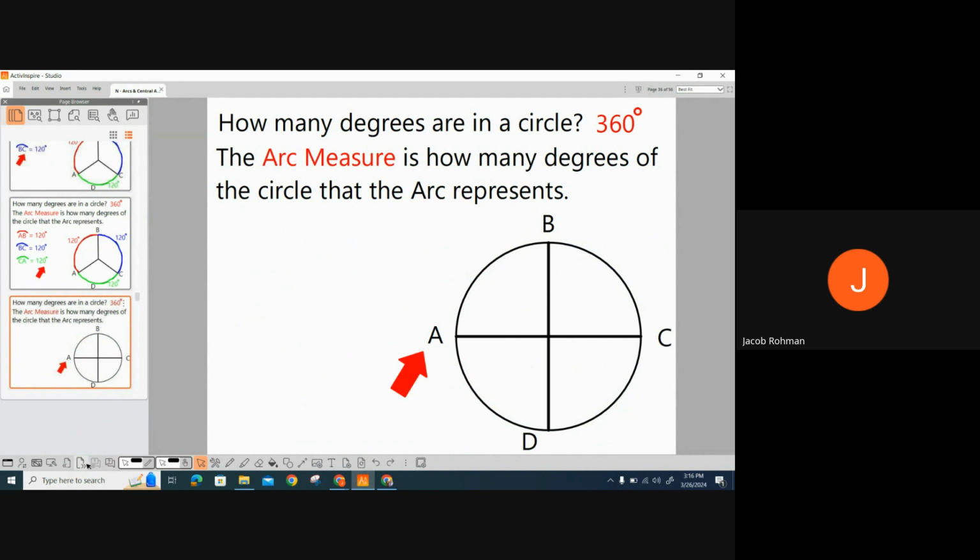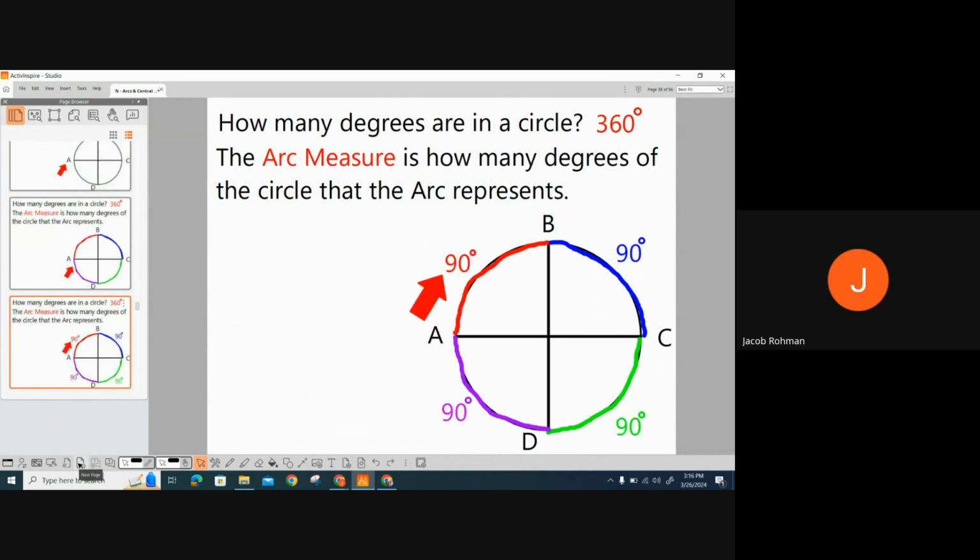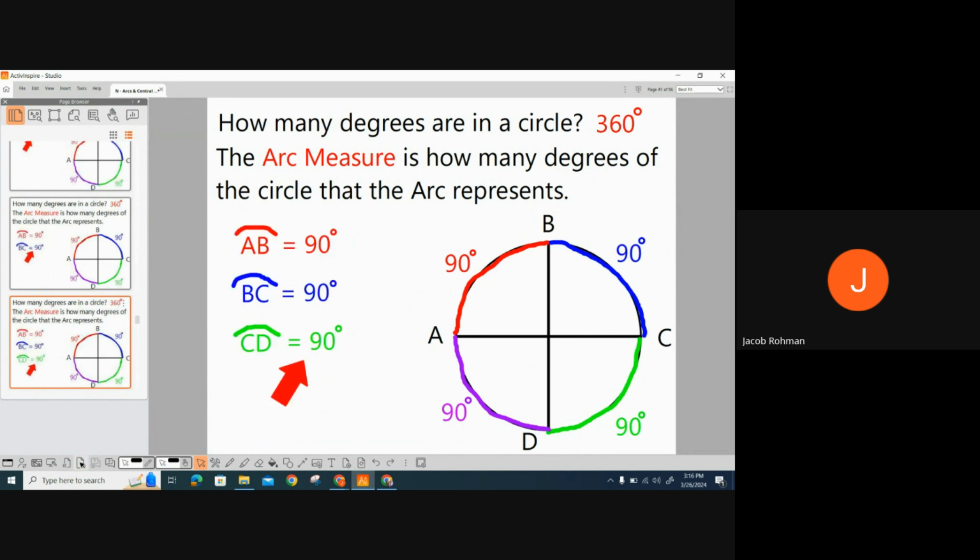And then in this circle, let's say we cut the circle into 4 equal sections. Well, to find each section's measurement, we would take 360 divided by 4, which would be 90 degrees in each of the quadrants. So we would say arc AB is 90 degrees, BC is 90 degrees, CD is 90 degrees, and AD is also 90 degrees.